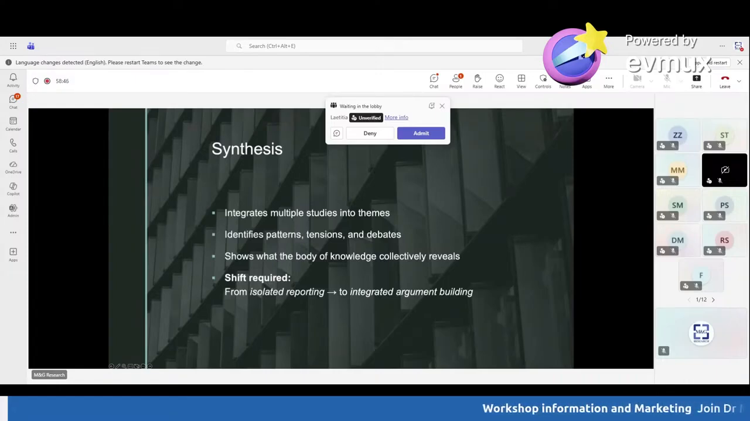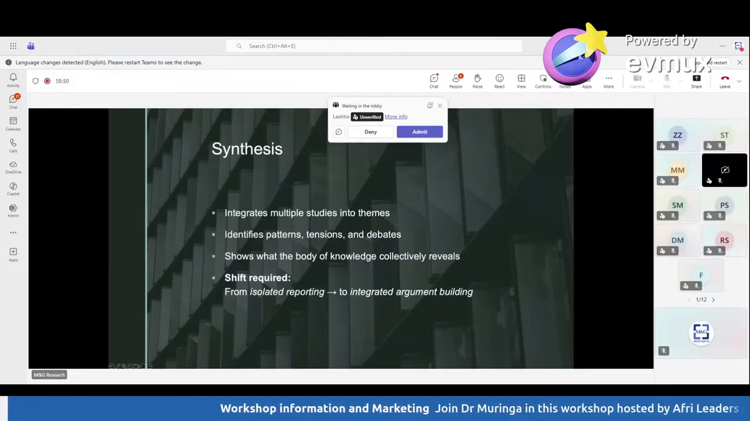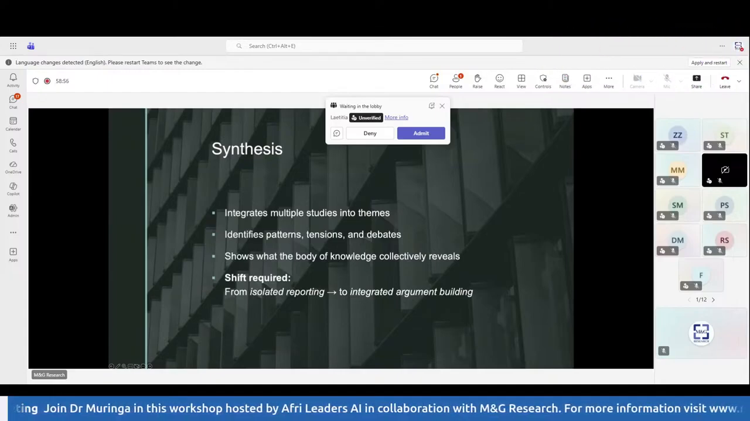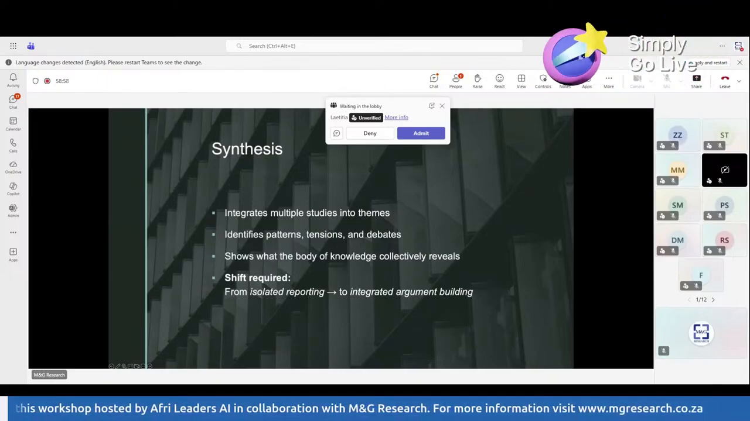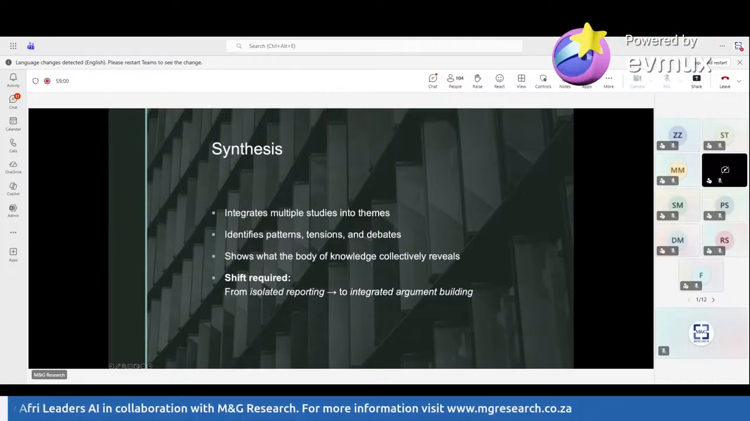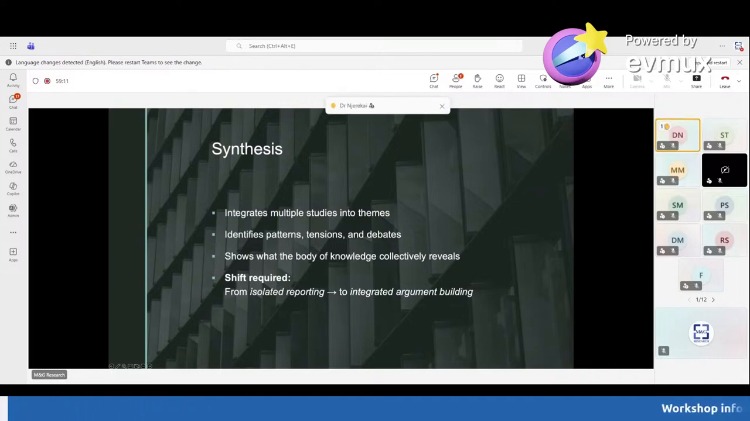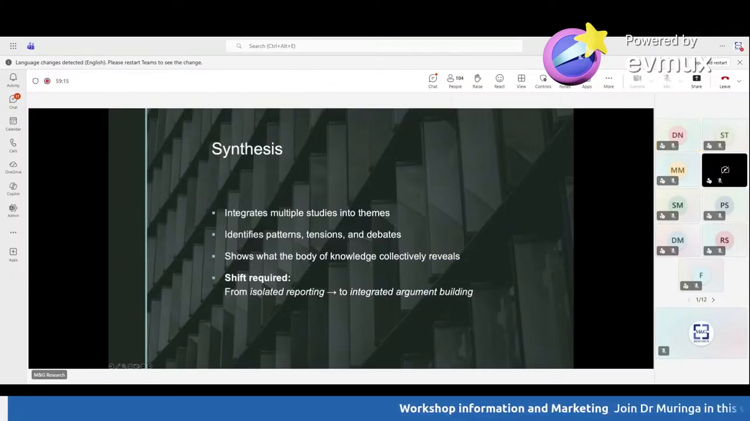So when you are reviewing the literature, you need to integrate multiple studies into themes, right? You would find, okay, my research question is asking what is the role of generative AI in higher education. Then when you look at that, you'd find that there's the theme of research, there's the theme of teaching and learning, there's a theme of examination, there's a theme of assessments, right?